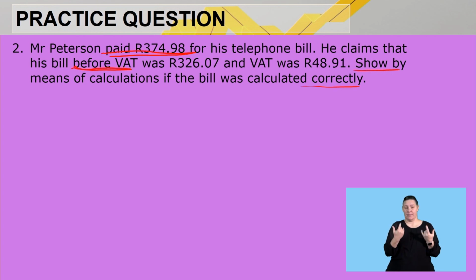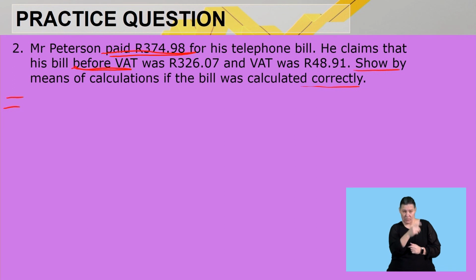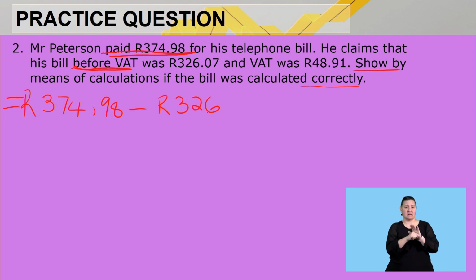Right, so now what you can do, firstly, because we already know that 374.98 was paid, looking at these two, we can do it in 2 ways. You can start by taking your total amount paid and subtract the amount where the VAT was not yet included. So we can say 374.98 minus 326 Rand 7 cents, and see how much we get from those two values being subtracted.